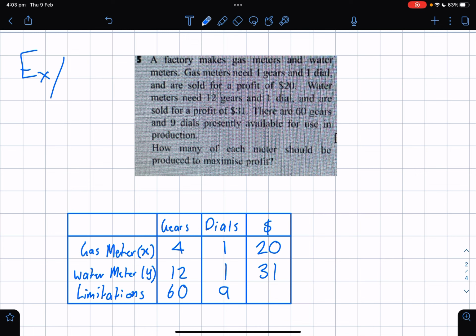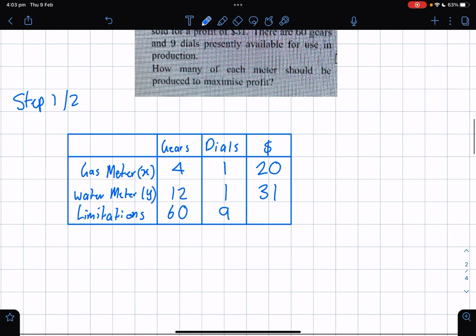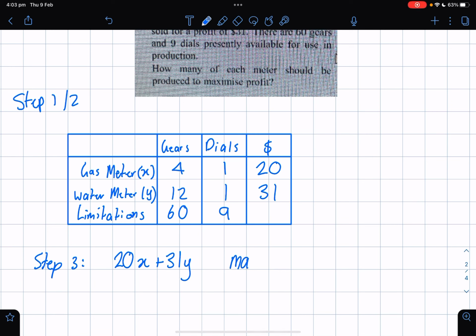So step 1 and 2 are done. Step 3 was our objective function. Now this is what we are trying to optimize. Now we're trying to maximize profit. So we look at our profit column here and we list them off like our constraints. So 20x plus 31y. And we are trying to maximize this. So it's really important that we're stating what we're doing with this function, okay?